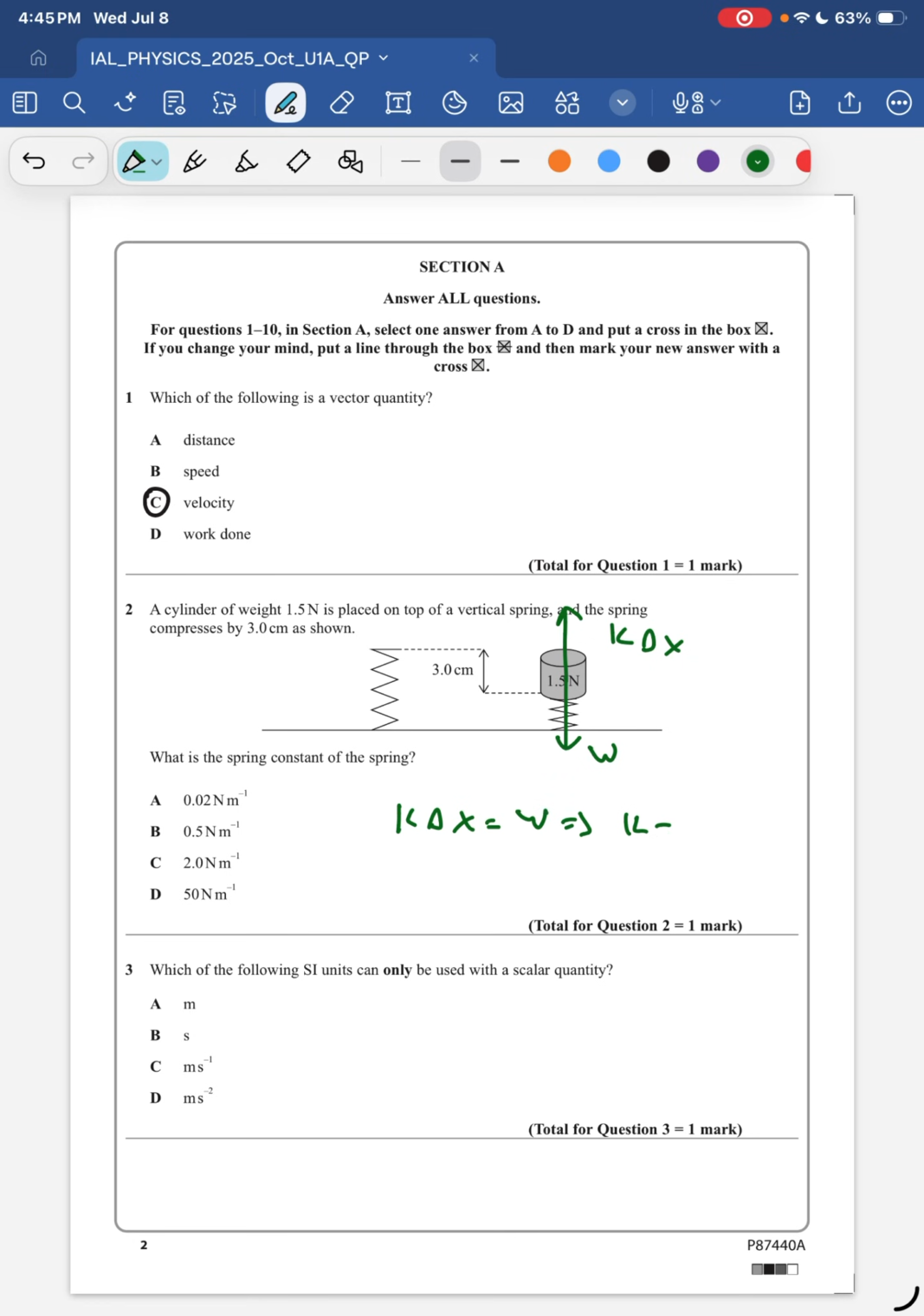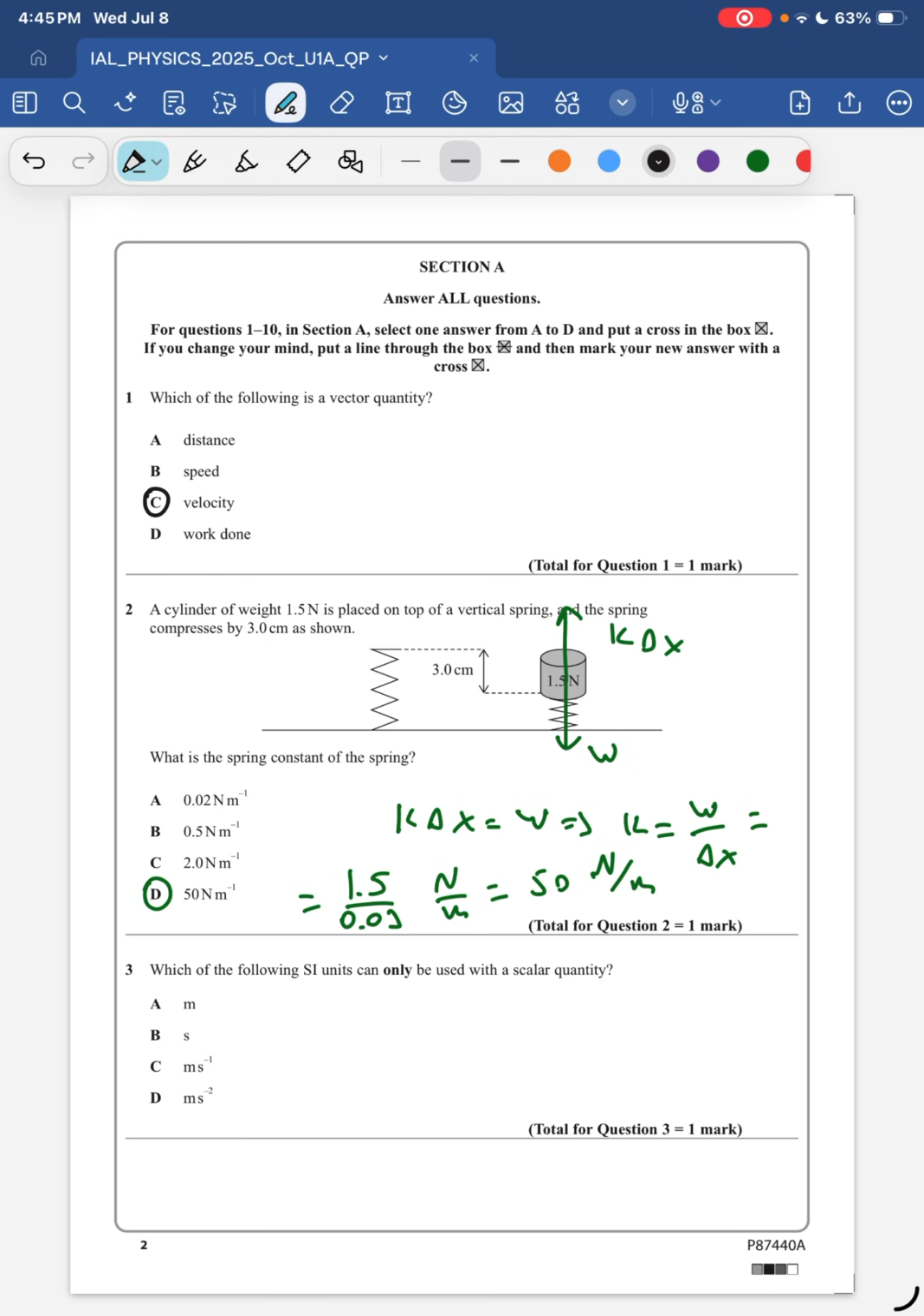So k is nothing but the weight over delta x. So the weight is 1.5 newtons, and delta x is 0.03 meters. Okay, 3 centimeters is 0.03 meters. So we get 50 newtons per meter, which is option D. I don't know why I'm writing with green. Let's go back to black.